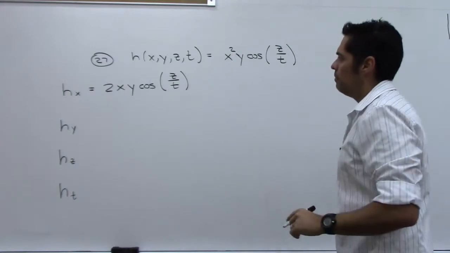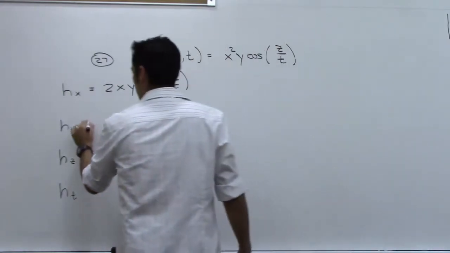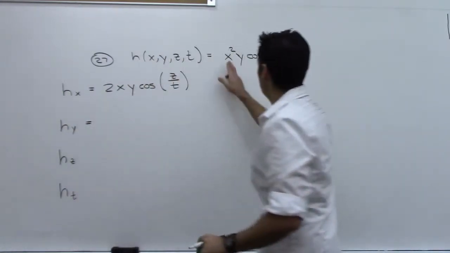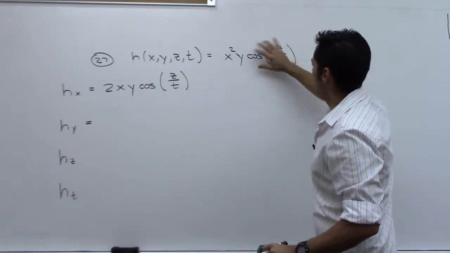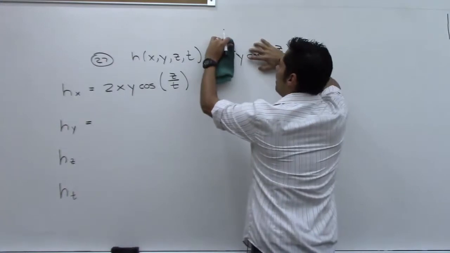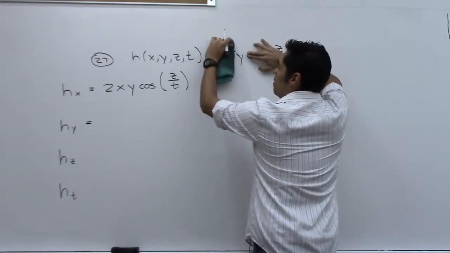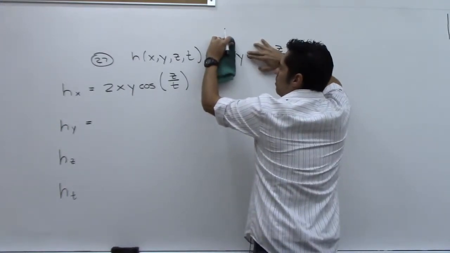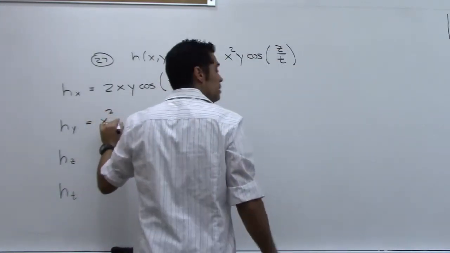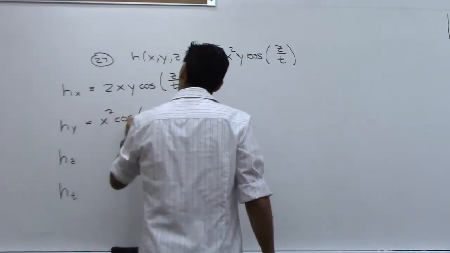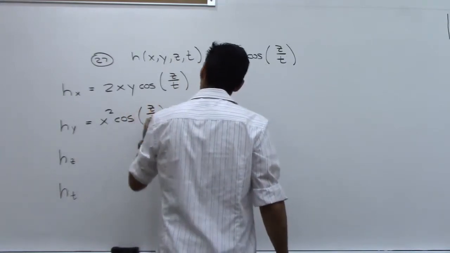Now let's do partial h with respect to y. So I treat the x squared like a constant. This is a constant. Cosine of a constant is a constant. So everything is a constant except that y. Derivative of y is 1. So it's basically gone, and all you have is everything else that's left there. x squared cosine of z over t.